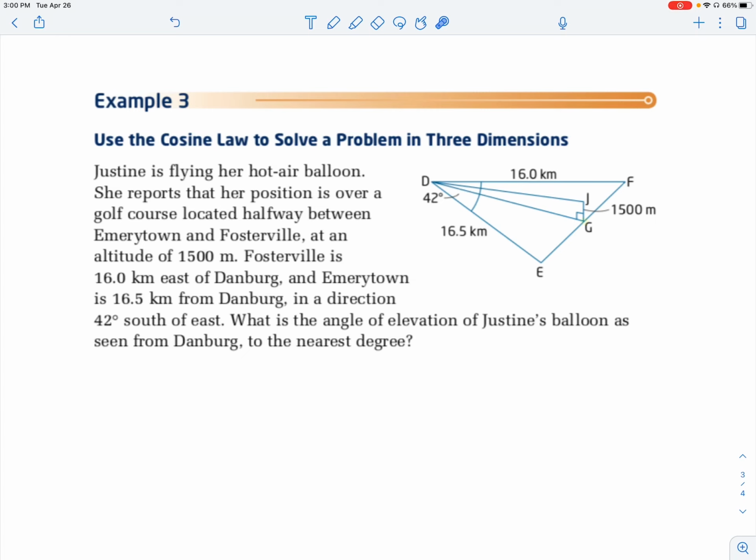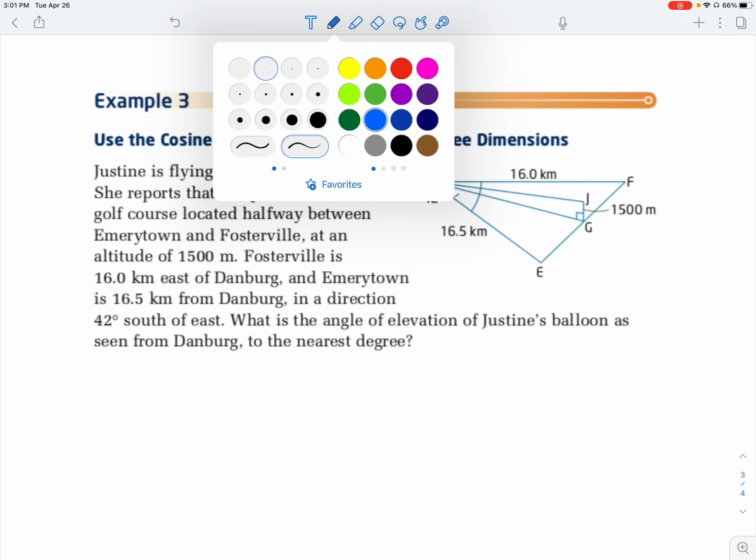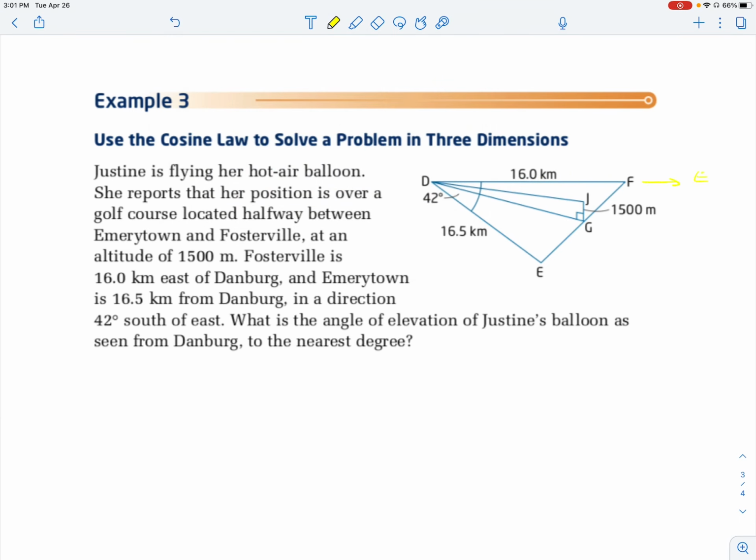Okay, Fosterville is 16 kilometers east of Dangberg. So there's Dangberg. Fosterville is directly east, 16 kilometers. Okay, I'm just going to add this in here. That is east. Okay, and Emerytown is 16.5 kilometers from Dangberg in a direction 42 degrees south of east. So south of east would rotate this way. So that's why we have an angle of 42 right there. Okay, that's from there to there. And we can see Emerytown is 16.5 kilometers along that line.